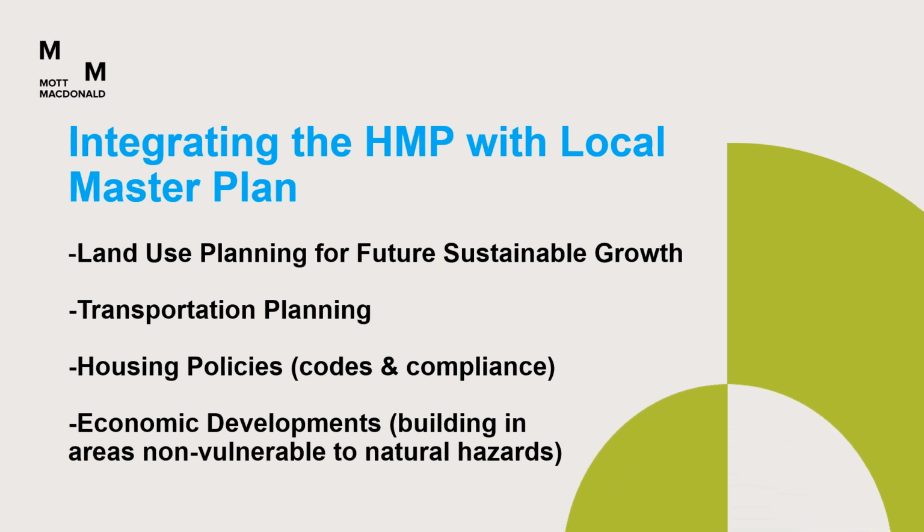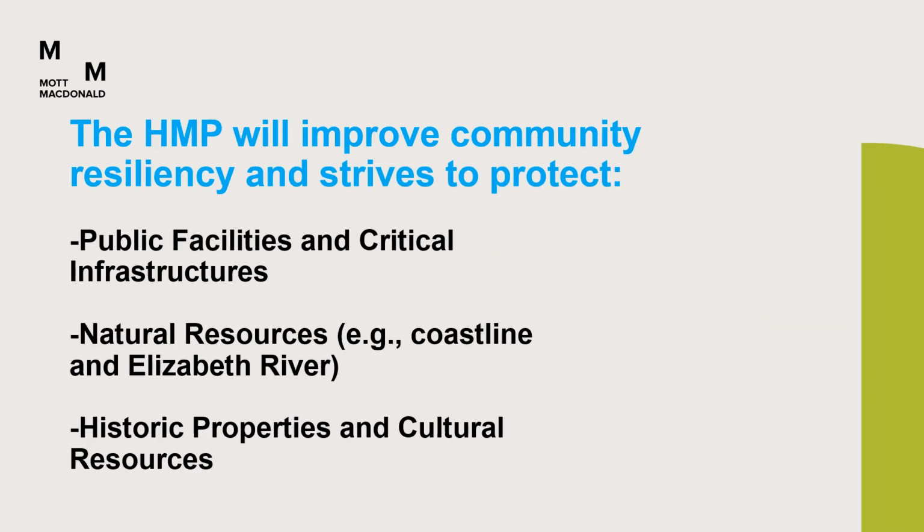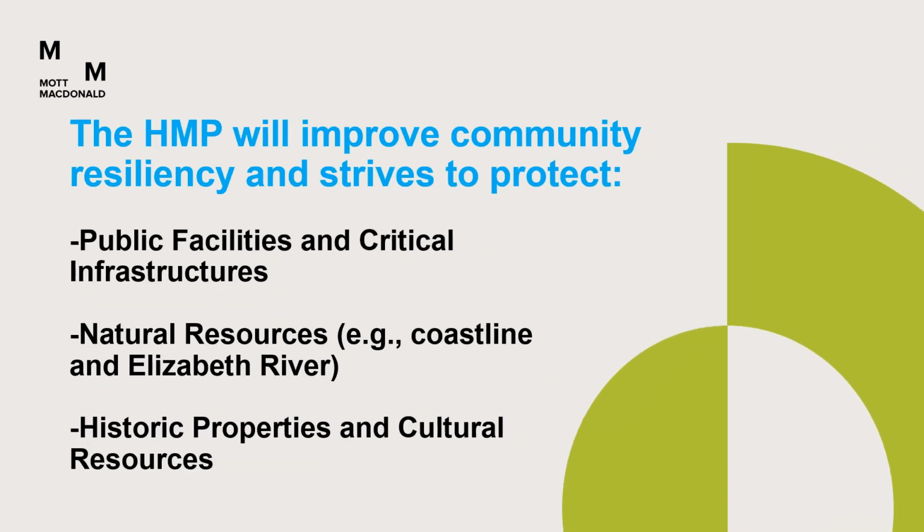The city has integrated the hazard mitigation plan with the recently updated local master plan. This involves land use planning for future sustainable growth, transportation planning, housing policies, and economic developments. The Hazard Mitigation Plan will improve community resiliency and strives to protect public facilities and critical infrastructures, natural resources that include coastline and the Elizabeth River, and historic properties and cultural resources.